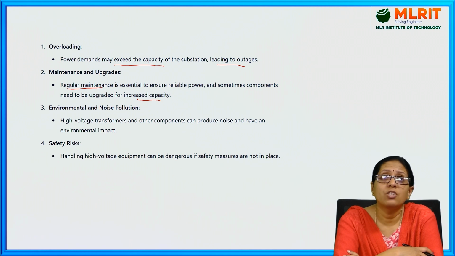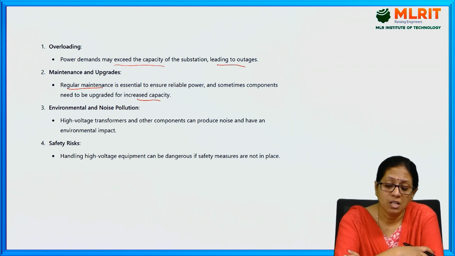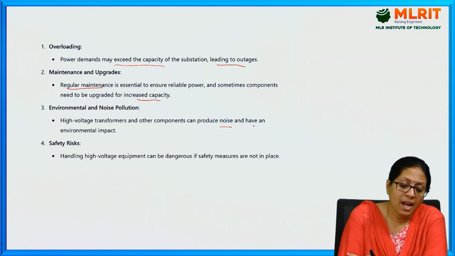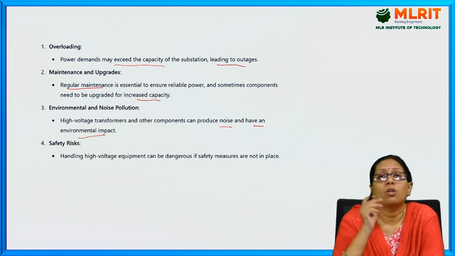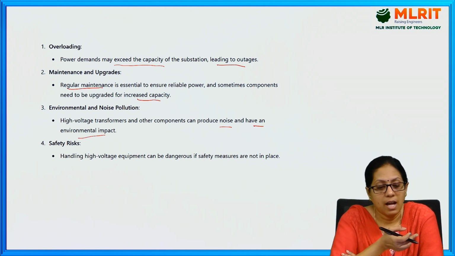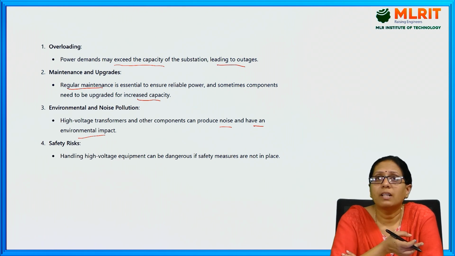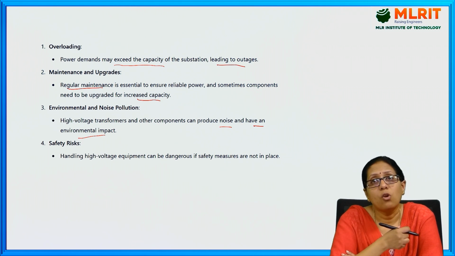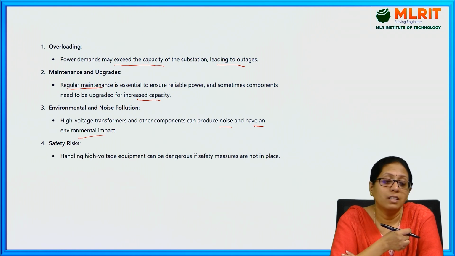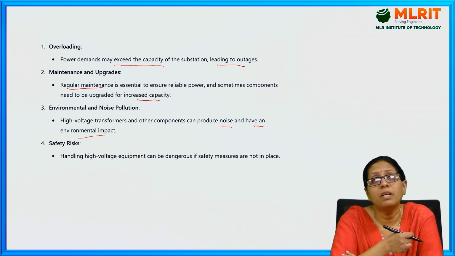The third one is environmental as well as noise pollution. The high voltage transformers and other components produce noise and have an environmental impact also. As industries work with high voltage, we need to connect an HT connection, that is, a high tension connection, where the voltage is very high and high voltage transformers are used, which have more noise effect. So the noise effect also should be considered, and it has an impact on the environment also.